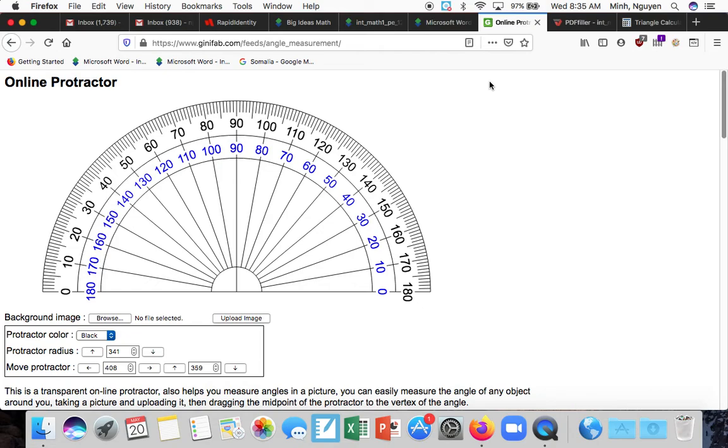So let me know if you have any questions. But that's it for section 1, triangles. You're going to need to know a lot of triangle stuff in math too.